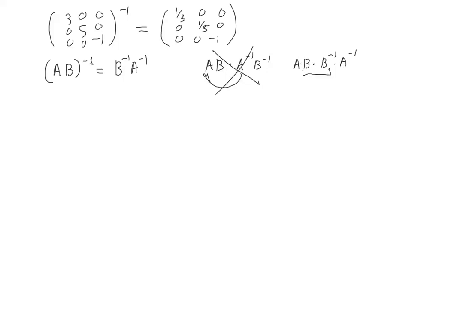The middle matrix will become the identity. Once it's the identity, we can skip it. And then the product of these two matrices is the identity. Okay, so that's an interesting thing to remember about inverse matrices.